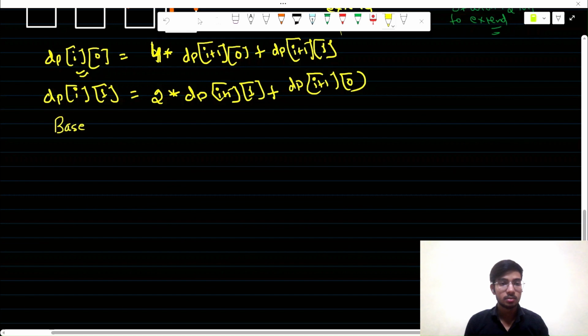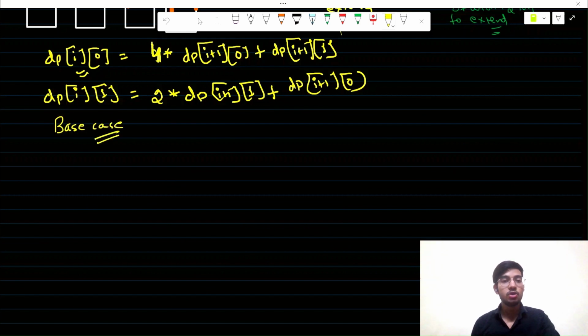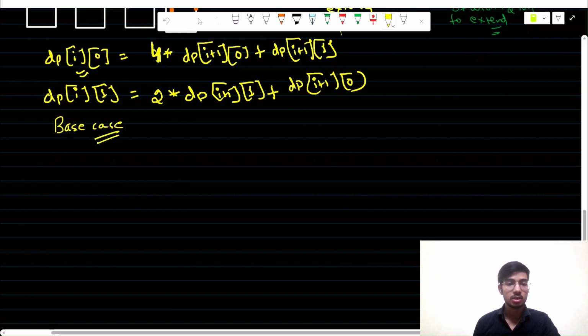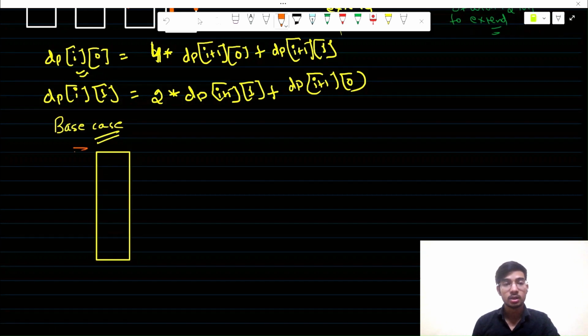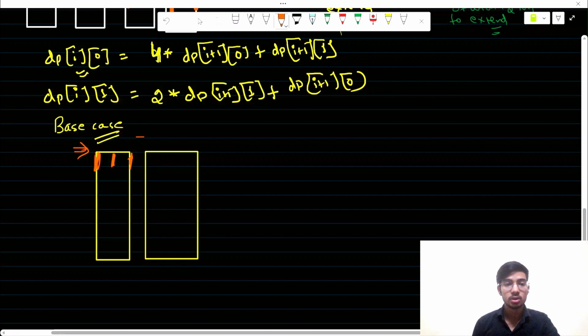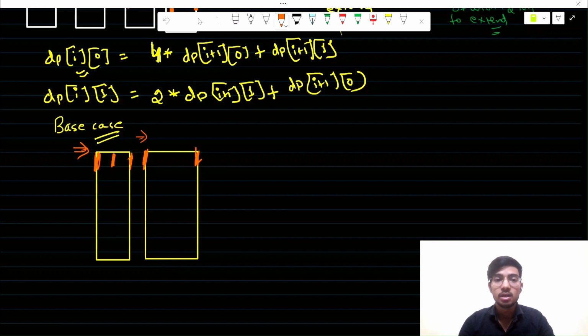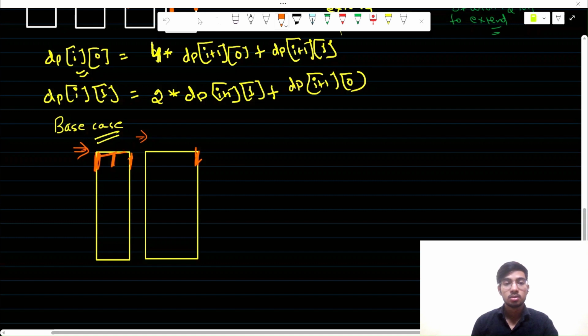We have to write the base case. So there can be two possibilities. The first thing is that you try to extend. If you reach at the very end, then there are two possibilities: you are trying to extend width of 1, or you are trying to extend width of 2. If you reach the end, why would you extend? So you are going to close it, both of the blocks, right?